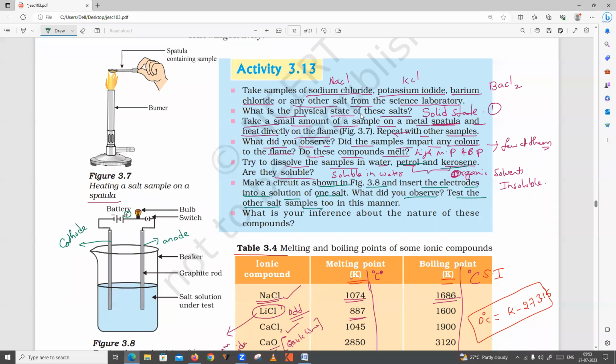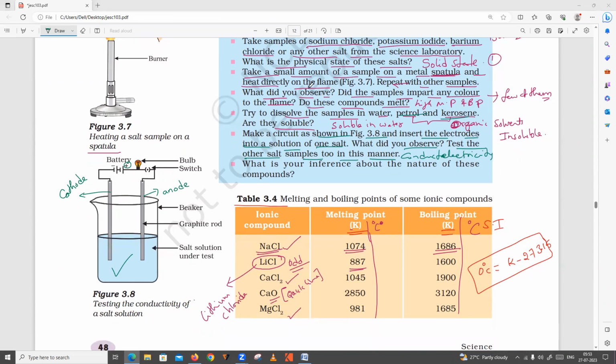Now what did you observe? Test the other salt samples too in this manner. What did you observe, guys? They will conduct, as they are ionic substances. They will conduct the electricity. What will happen? Check it, everybody: is the bulb glowing or not? If the bulb is glowing, it means current is conducting, yes? That is what you have to remember. Any doubt you can ask.